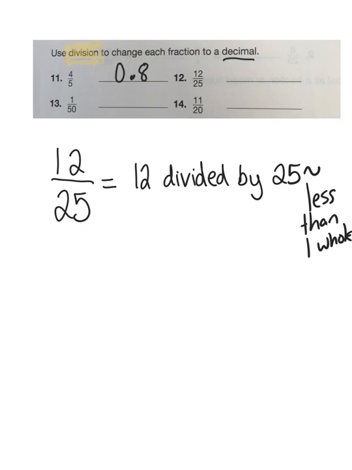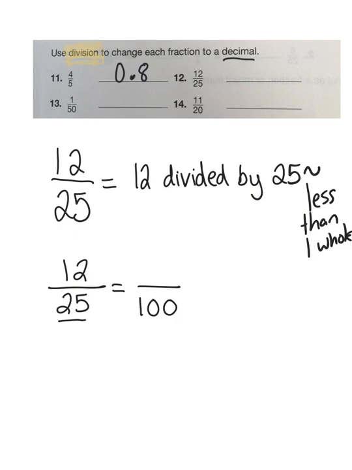Always good to start with an estimation. That way you know your answer should be less than one whole when you're all done, and if you get something that's not close to that, probably you have made a mistake. Let's take our 12 divided by 25. We're going to change this to an equivalent fraction with a denominator of not 10 this time because our denominator is already greater than 10, but now we're going to change it to have a denominator of 100.